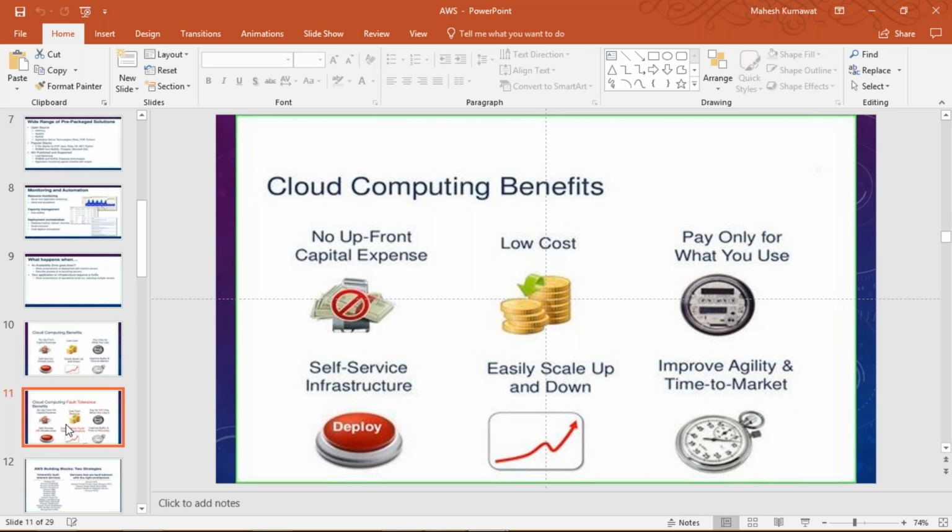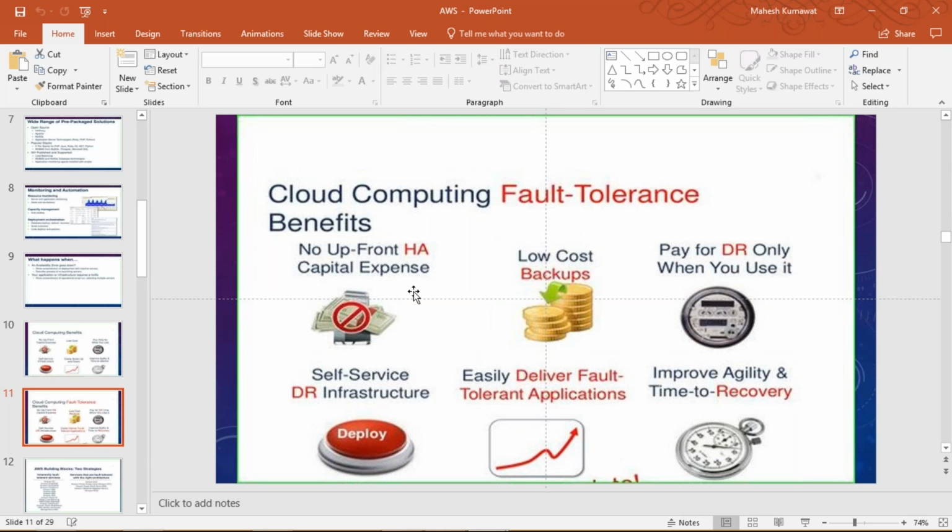Now the cloud computing fault tolerance benefits. We can create HA, high availability, at low cost. We can take backups at the same time. If you require low-cost storage, you can just take the backup, and it provides fault tolerance. And you pay for disaster recovery only when you use it.